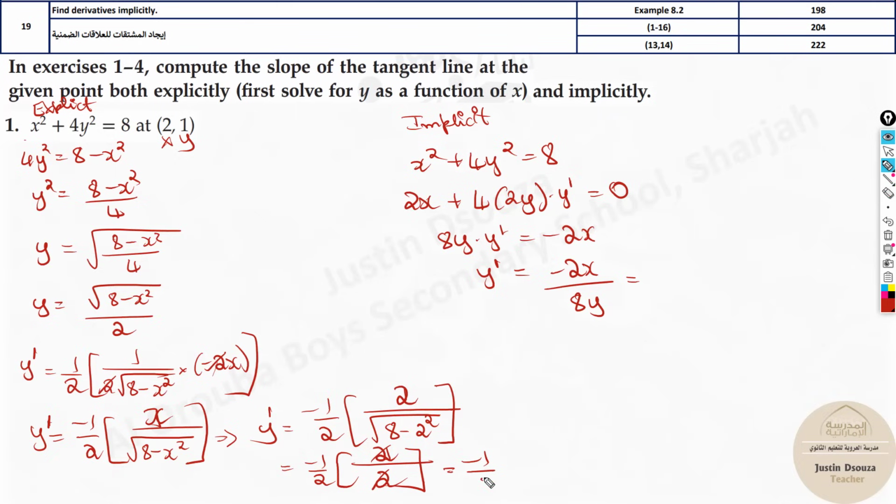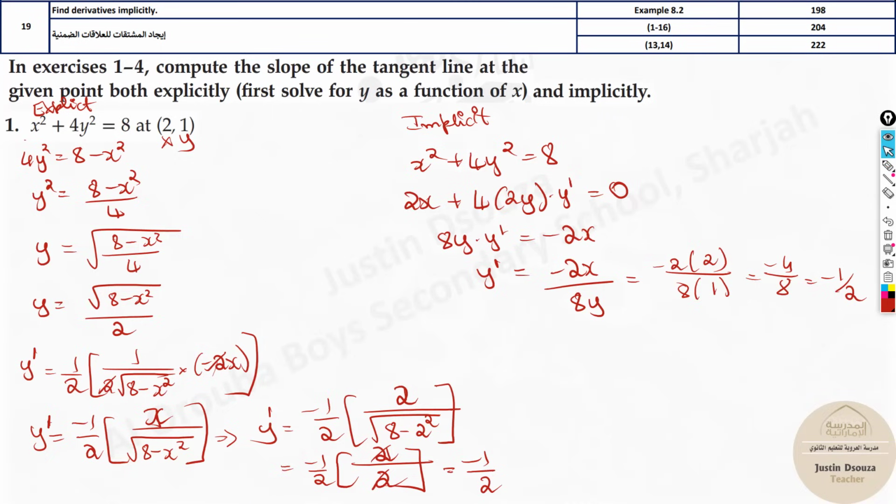That's the correct answer. Now what about over here? Here just substitute negative 2 into x value is 2 divided by, you can even simplify this to be 1 by 4. It's up to you. Or y is 1. So this is negative 4 by 8, that is negative half. So you can see the slope, the derivative of the slope, tangent line. The derivative is the slope of the tangent line. That is equal in both the cases.